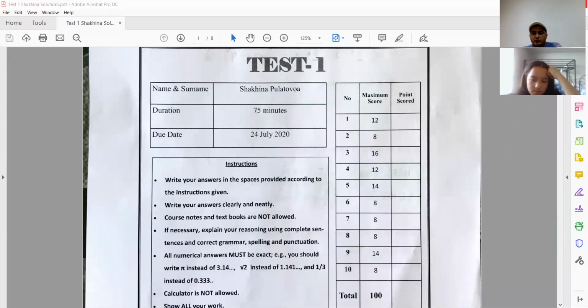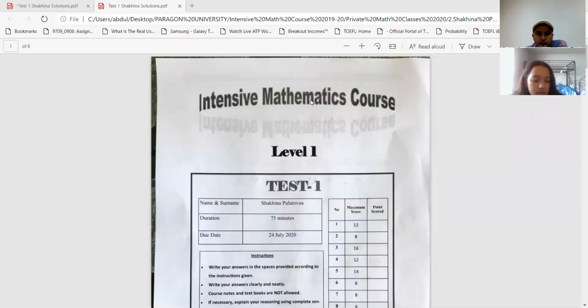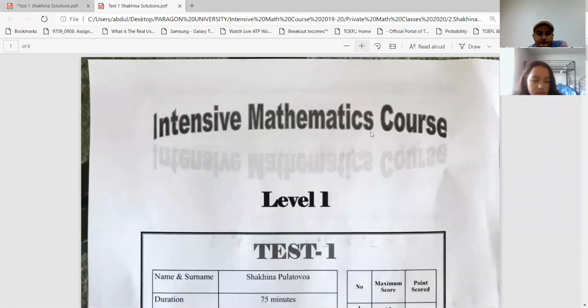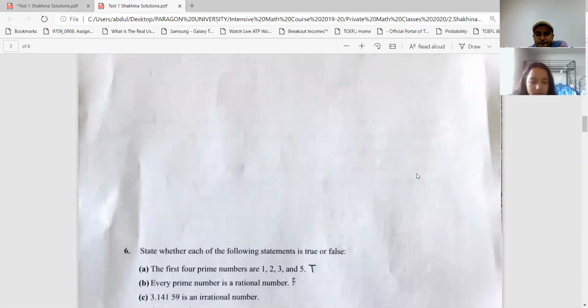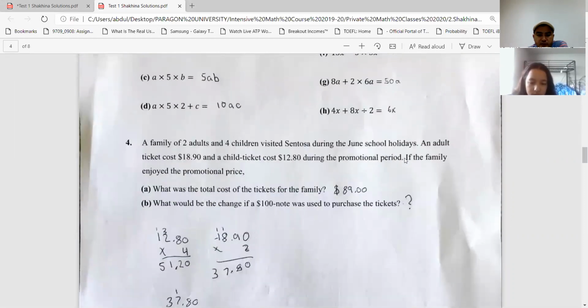Okay, Shahina, let's continue. Oh, I should not open like this. Wait. Shahina Solutions, open with Microsoft Edge. And share. Okay. Shahina, let's continue. Oh, I didn't save it.